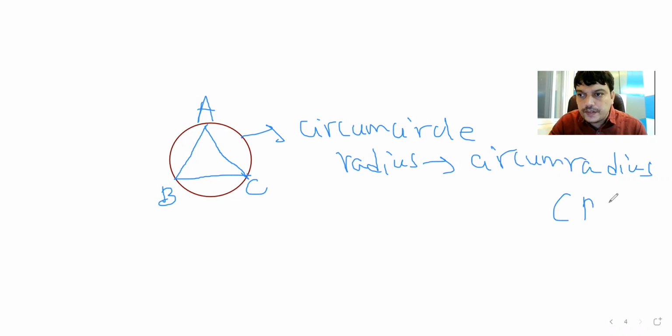The symbol we use for circumradius is capital R. So basically, what will be the center of this circle? The center of this circle will be the circumcenter of the triangle, which is denoted by S. And what is circumcenter basically? So we know that for a triangle, what is circumcenter?